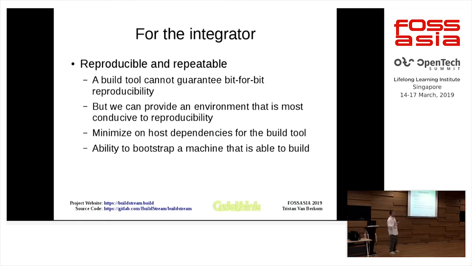That is not something that we can achieve. Because if you look at the reproducible builds project, which is actually very interesting, there's a bunch of reasons why source code also still has to adapt to be able to be reproducible. But we do, by default, provide an environment that is most conducive to creating reproducible builds.